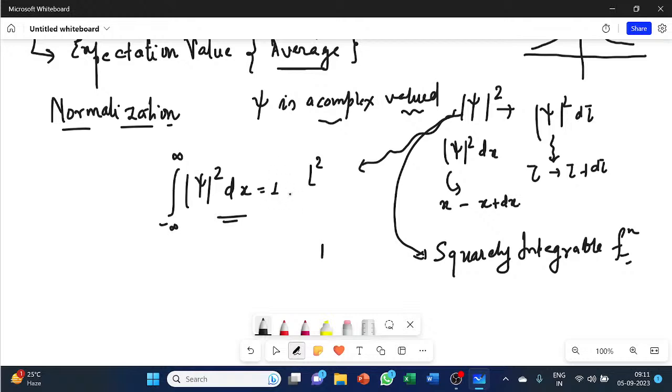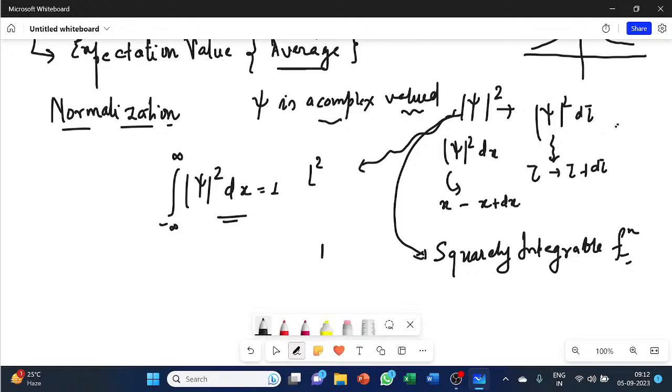There should be an answer. If it's not integrable, then how would things work? Our entire framework would collapse. So understand, we are only free to take those functions which are squarely integrable in order to explain mathematically.